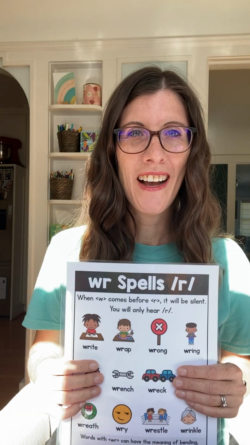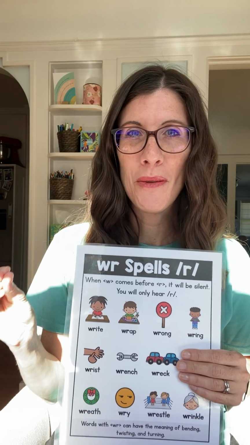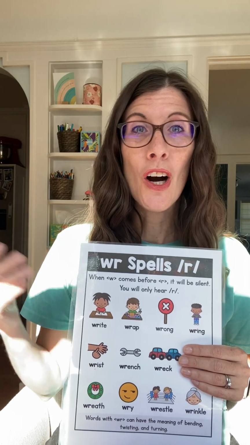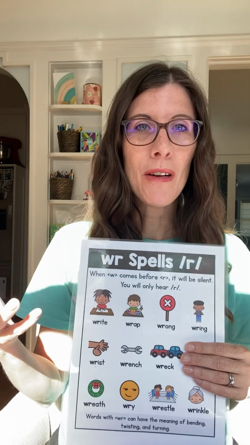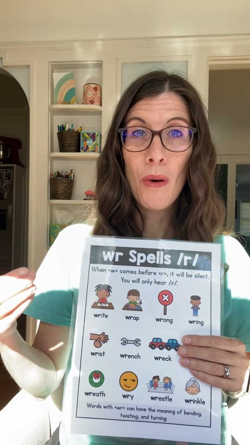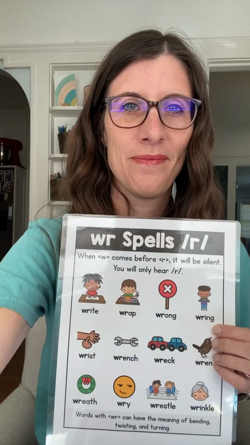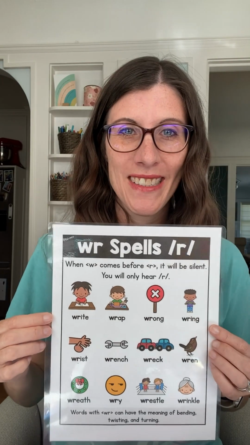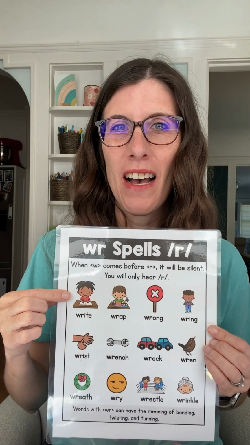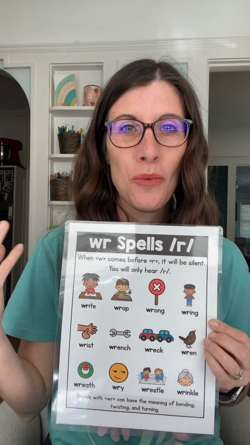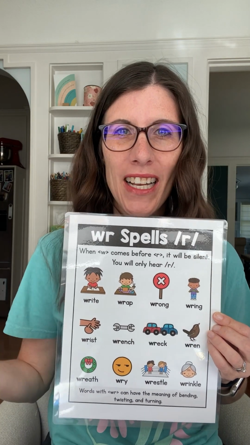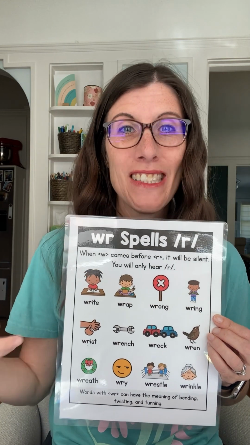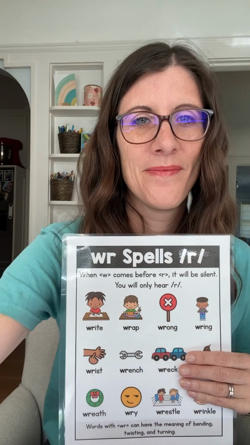Looking at the history of the digraph WR can be really helpful. Long ago, it wasn't a digraph. Each letter, W and R, each represented their own sound, so it was more like a consonant blend. Many of the words that use WR also have a meaning attached to them, twisting or turning. So let's go through these words and look at how they could be related to twisting and turning.